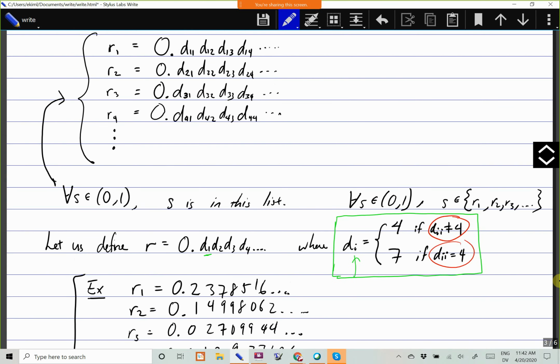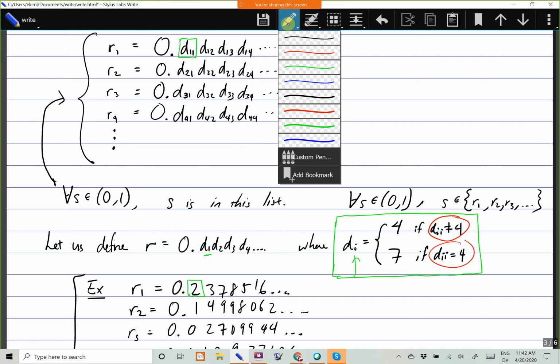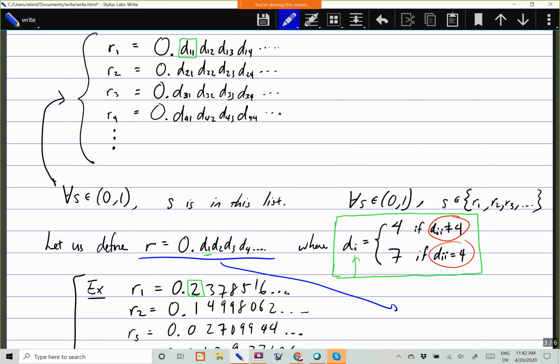What's d sub 1 anyway? I have to scroll up one more line. Sorry to do this, but d sub 1 is right there. It's the first digit past the decimal point in the first real number. So in this example, it's the number 2. Having a 2, we're in the d sub 1 is not equal to 4 situation, so we're going to assign d sub 1 to be the number 4. So r equals 0 point, and then for d sub 1, we're going to use a 4. That's what our piecewise formula in the green box tells us we should do.